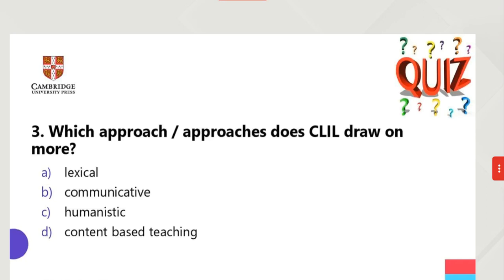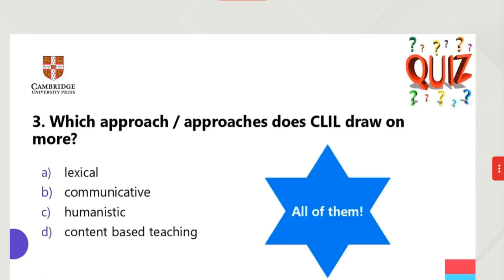also D because we're thinking it's the content, based on the material directly related to the content, to the subject of the class. But both content and language are explored in a CLIL lesson. So a CLIL approach also aims to guide language and therefore includes aspects of lexical, communicative, and humanistic approaches from ELT. So it uses and incorporates all of these approaches in the lesson.